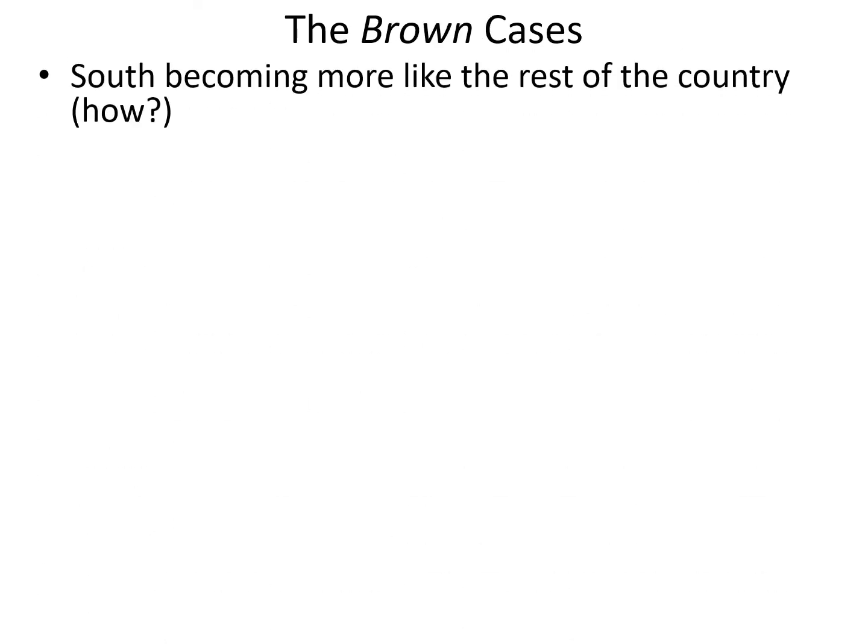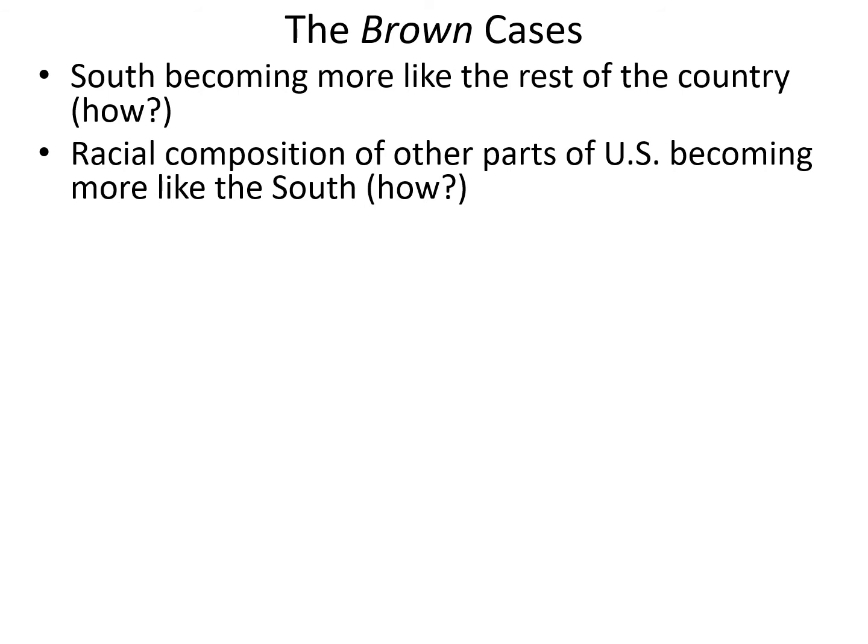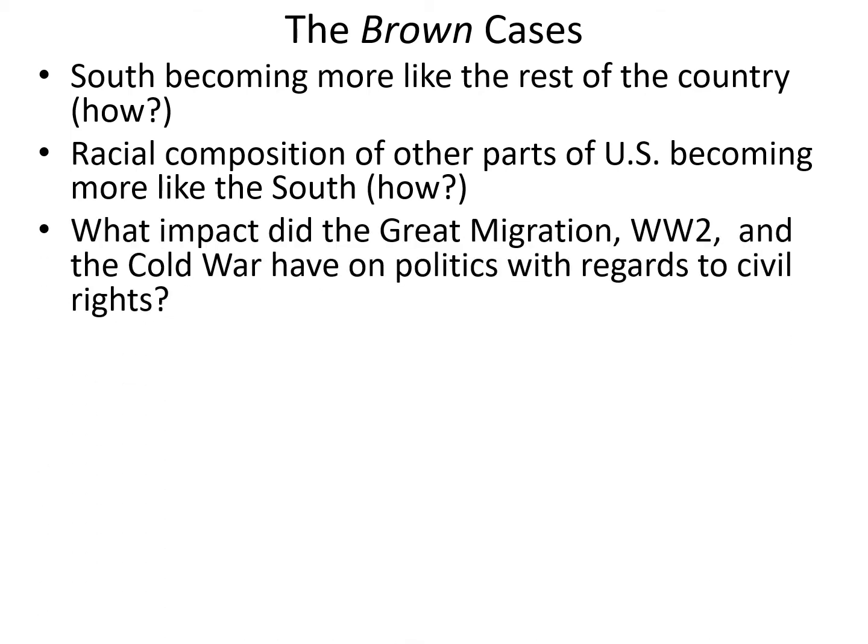So what we're going to see is that the South is becoming more like the rest of the country, slowly industrializing, suburbanizing, et cetera. And the rest of the country is becoming more like the South. How are they doing that? Segregated neighborhoods. You've got inner cities being largely minority, white flight, which we talked about, et cetera. How do you get a lot of African Americans in these northern cities? Well, the Great Migration is one of the big ones.